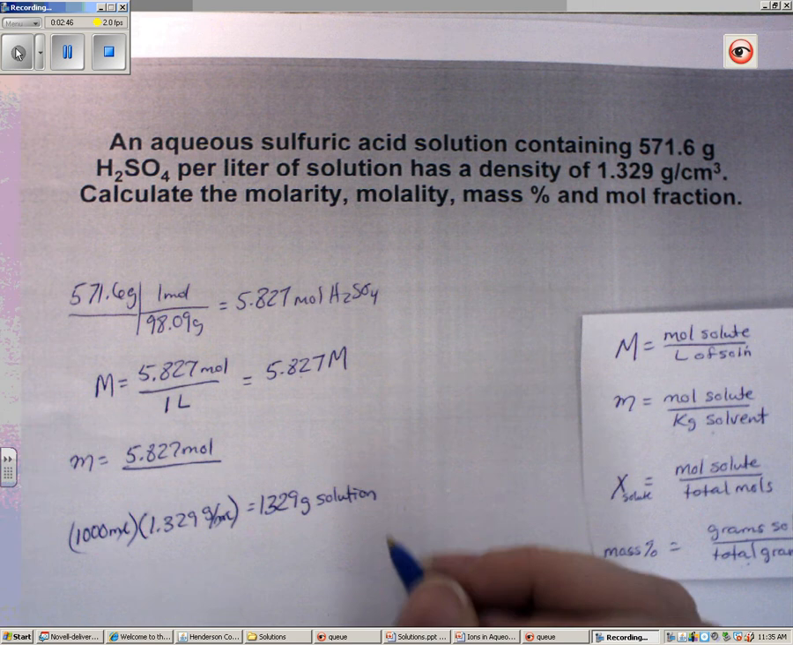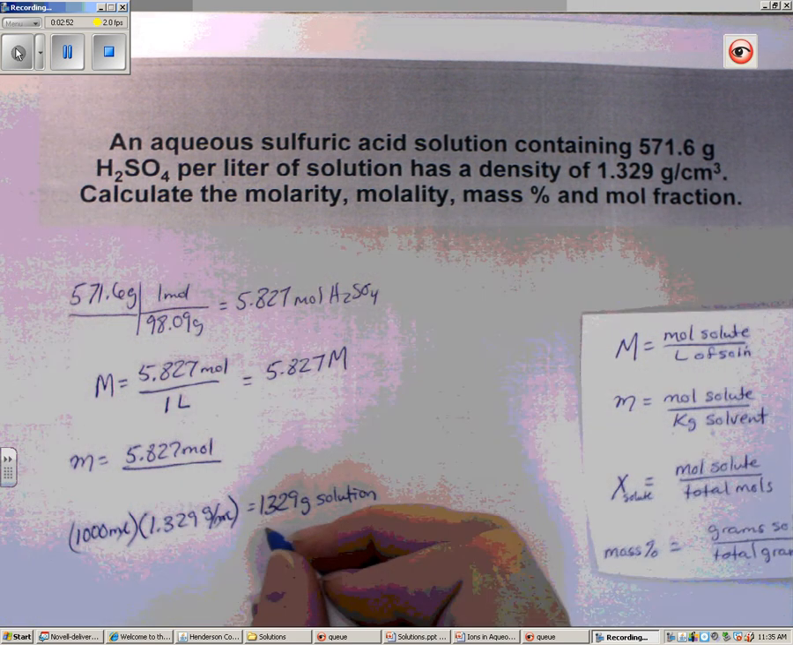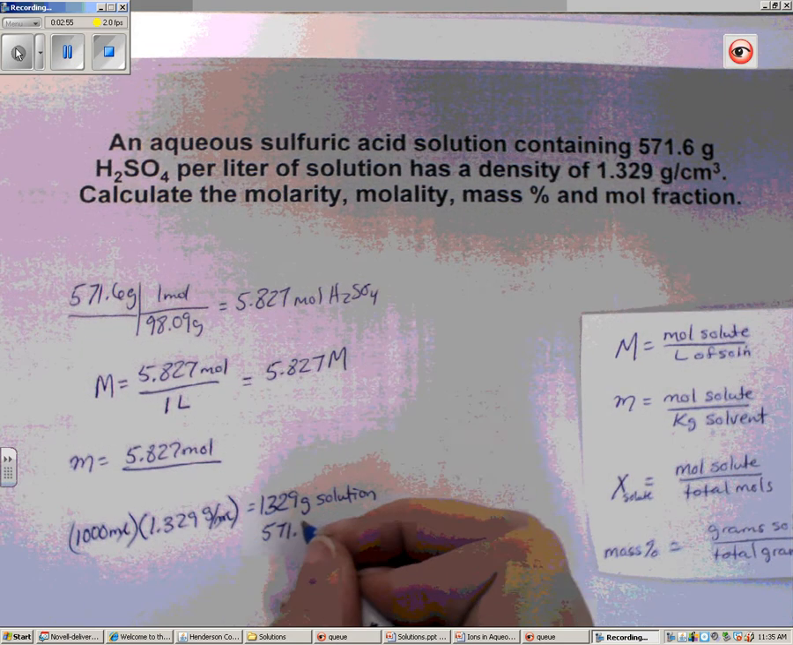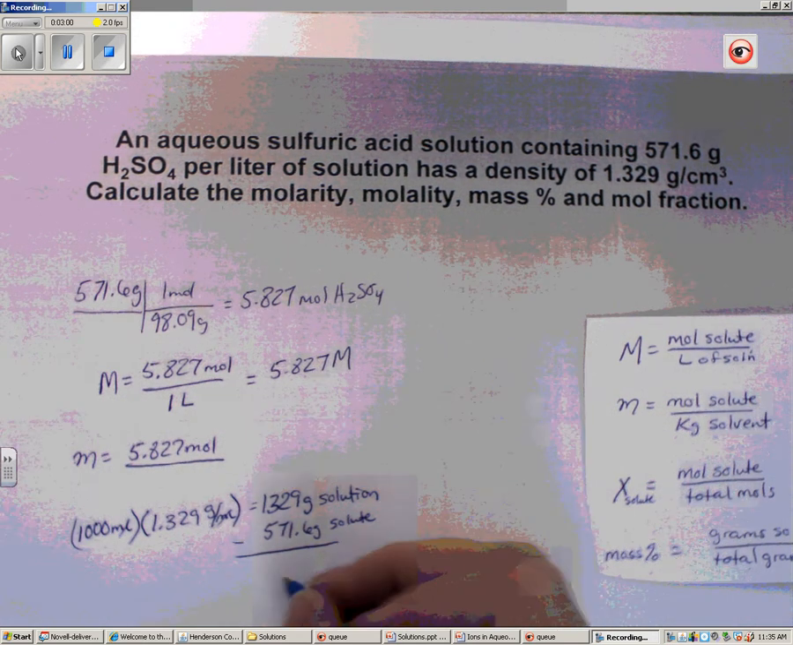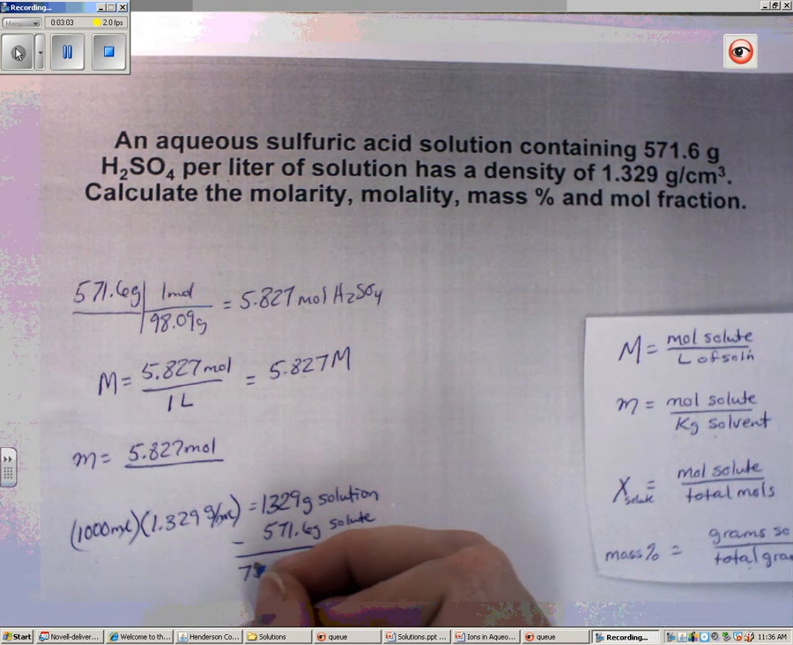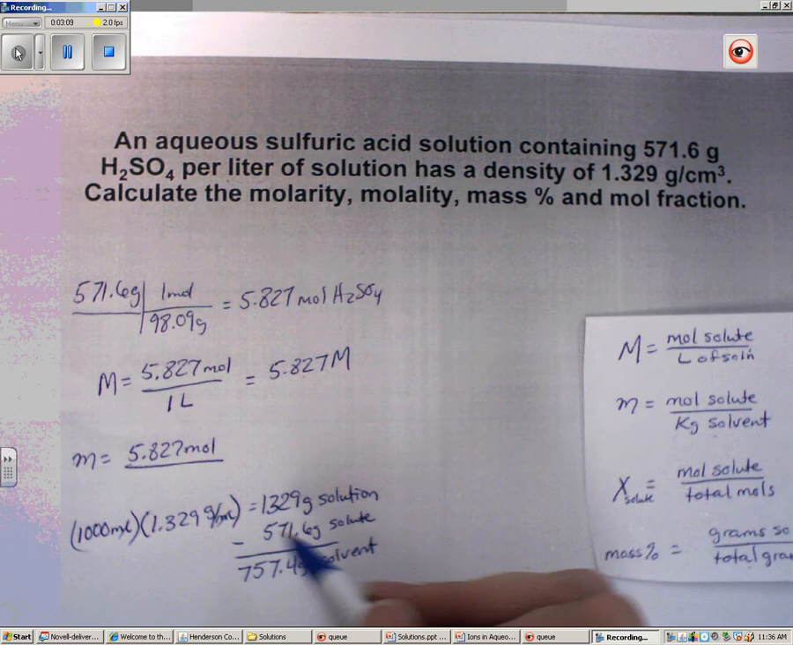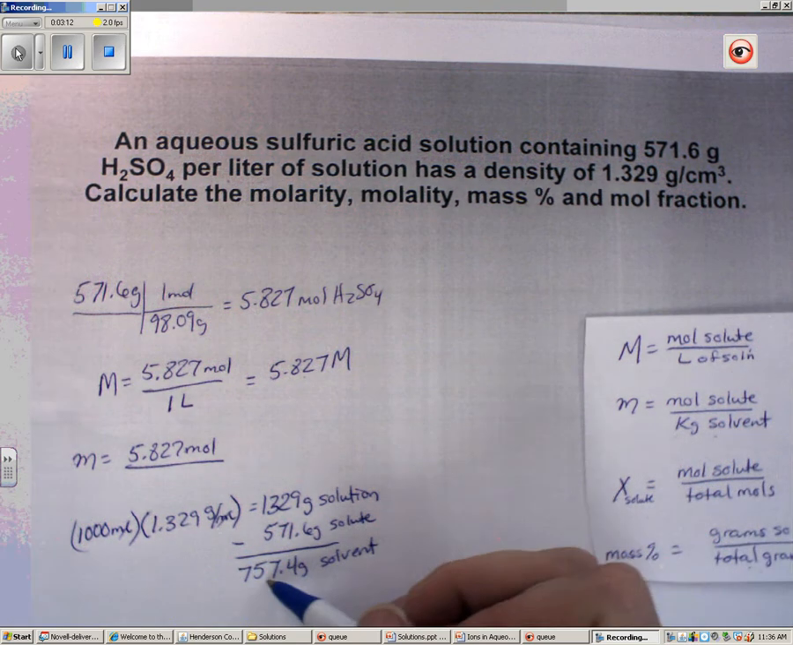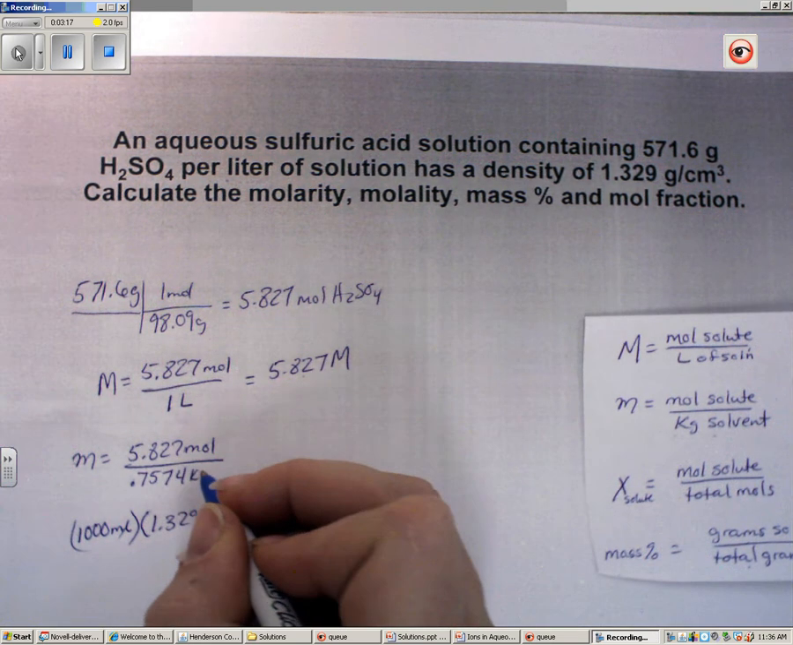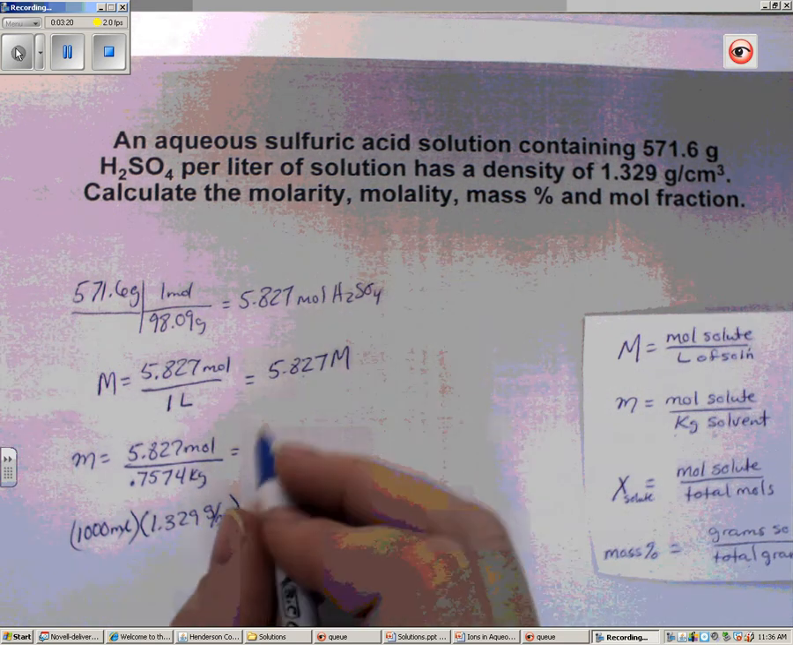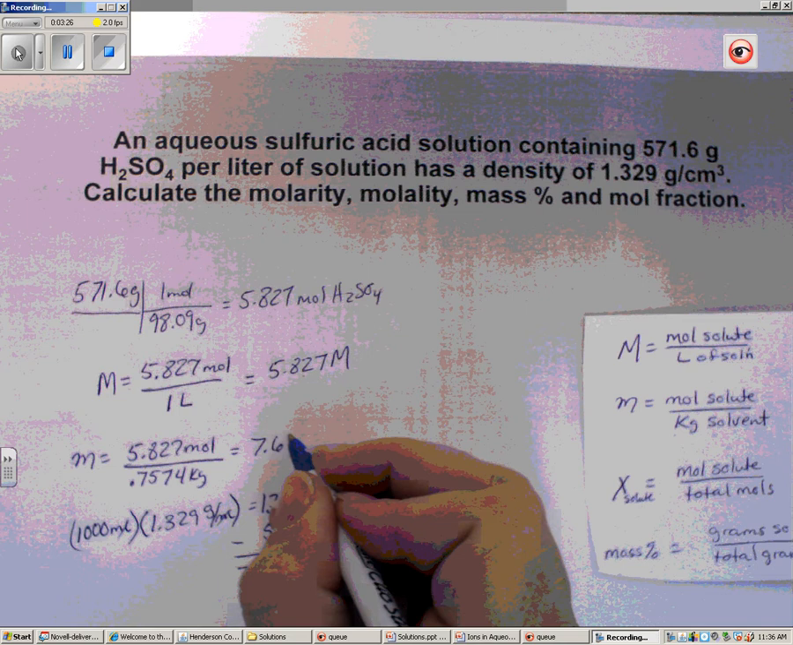Okay, now that's not what I need here. I need kilograms of solvent. So I know how much solute I have. I have 571.6 grams of my solute. They tell me that in the problem. If I subtract those two, I end up with the amount of solvent I have, grams solvent. Now, for molality, I need kilograms of solvent. So I've got to move the decimal over 3 places, 0.7574 kilograms. Moles of solute divided by kilograms of solvent, and you should end up with 7.693 molal.